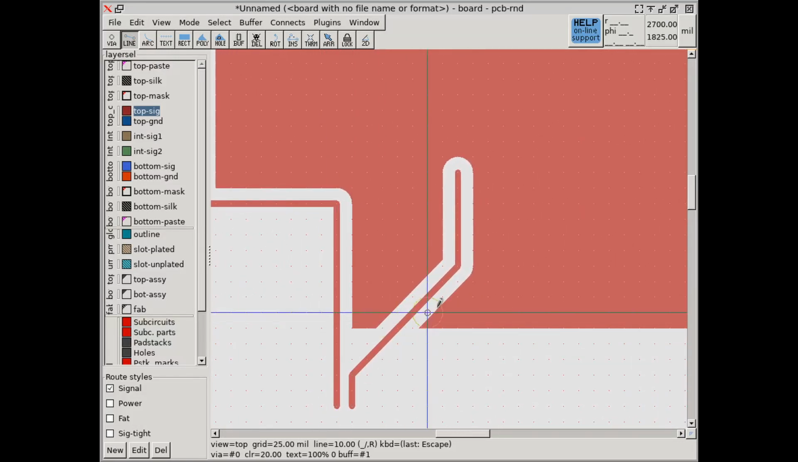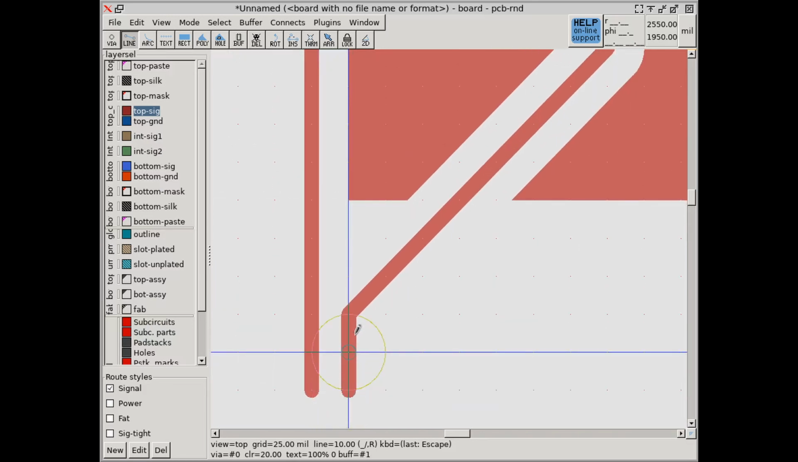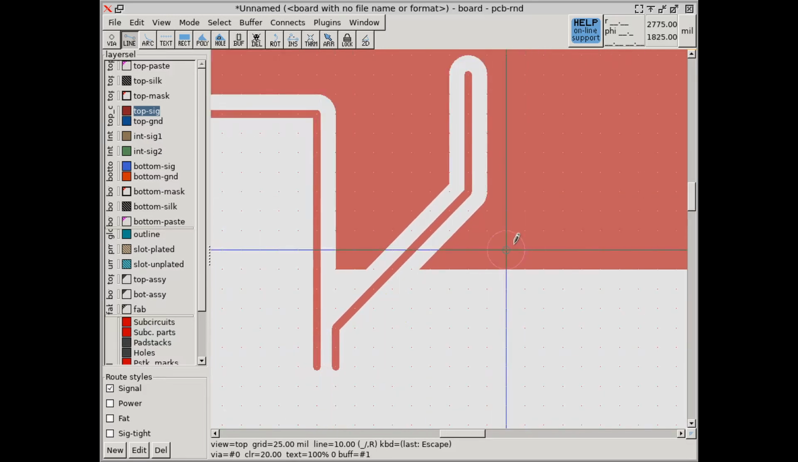Assuming the routing style clearance is set up to be equal to or larger than the minimum clearance, the yellowish indication around the predicted line shows the required clearance. Moving the cursor over an existing line gives a visual feedback on whether any other copper object is too close.